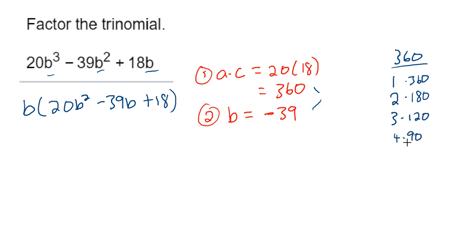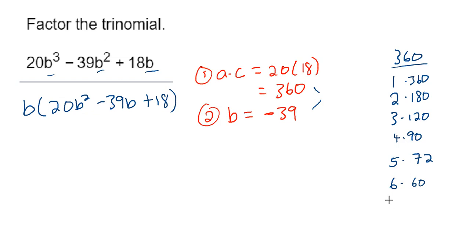4 times 90, and again, I'm not even close to 39 yet, right? 4 plus 90 is 94. We're not even close to it, but we're getting closer. 5 works, right? Because 5 can divide into 360, and it'll go 72 times. 6 works, so 6 times 60 would give me 360. So a lot of factors for 360.